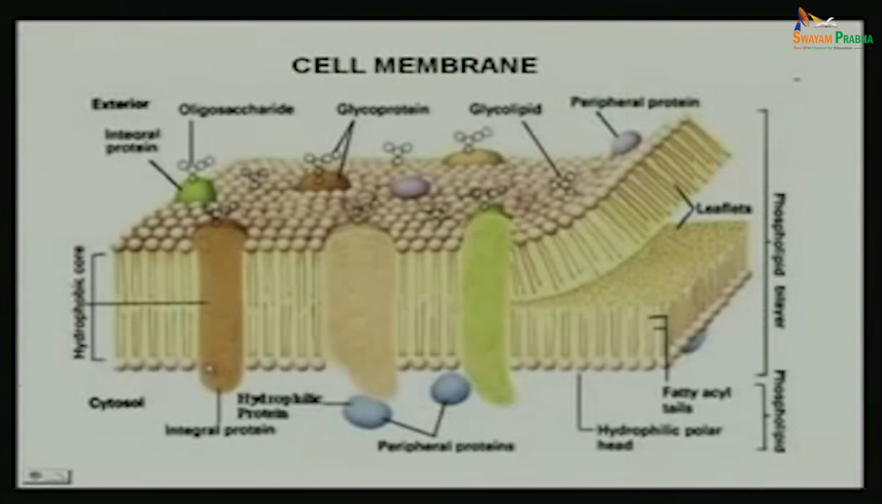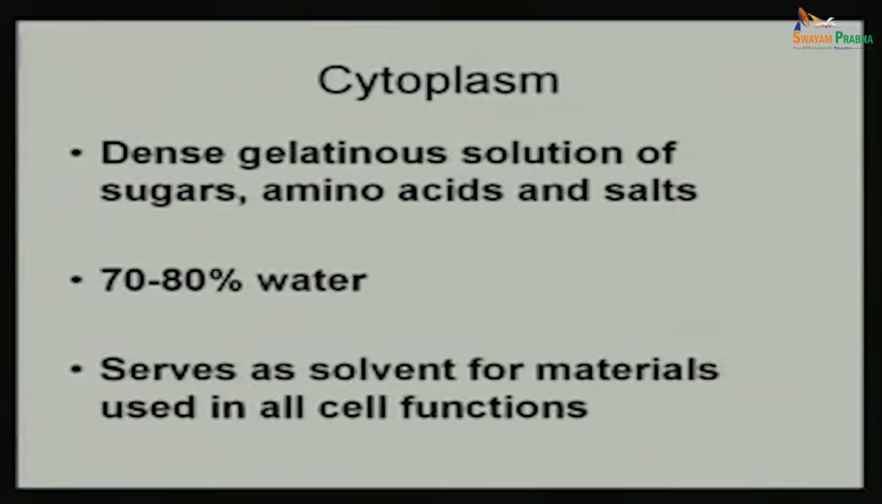And this way there are different proteins, that is peripheral proteins and integral proteins, which are the glycoprotein, glycolipid, oligosaccharides, etc. They arrange themselves in such a way that they give extra protection to the cell wall of this bacteria. Now, below this is the cytoplasm.